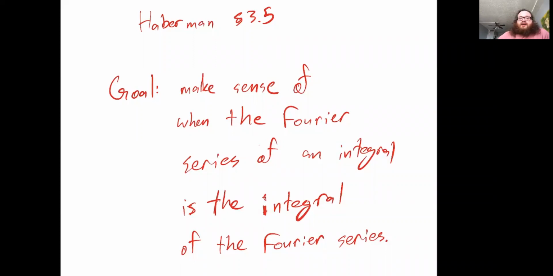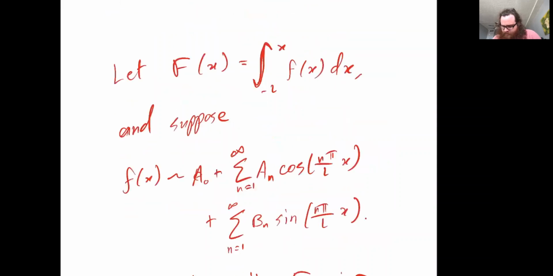It turns out that the setting is nicer than differentiation. The integrated series will almost be the Fourier series of the integrated function. It's just that you're also going to have this polynomial that shows up. So let's see how that works.